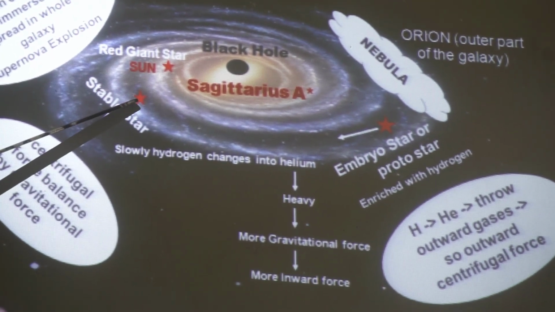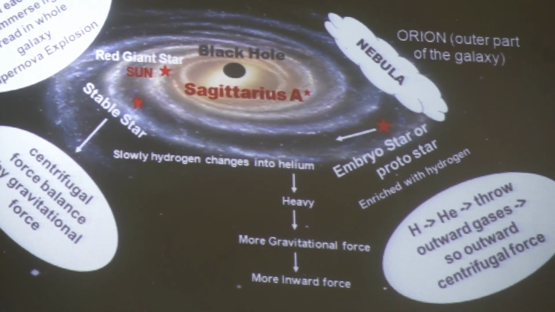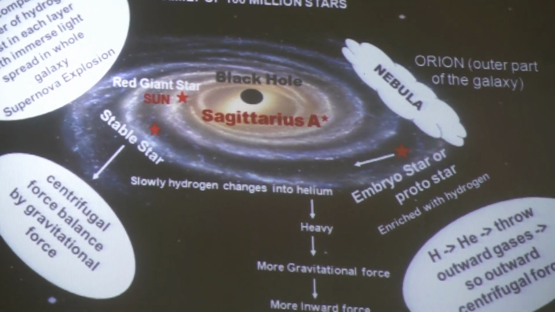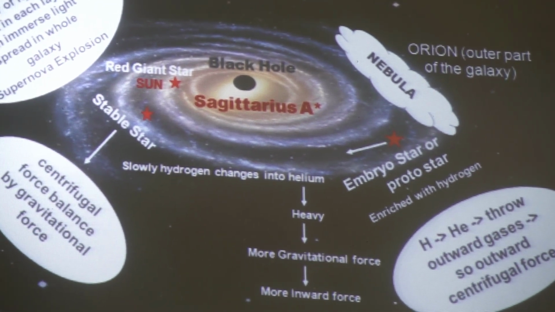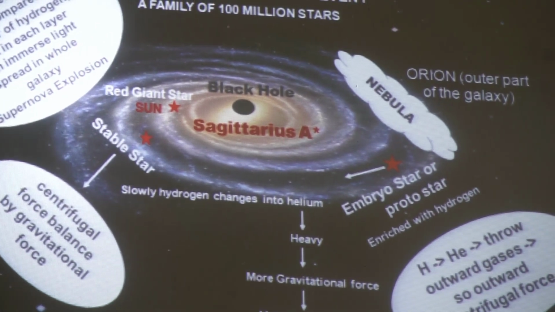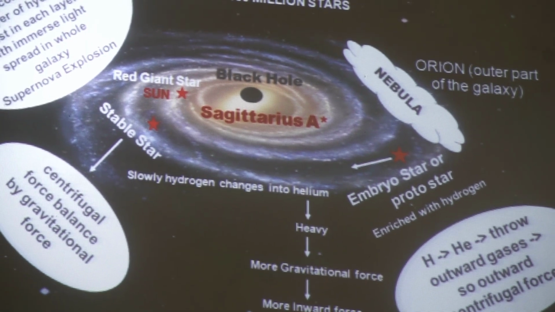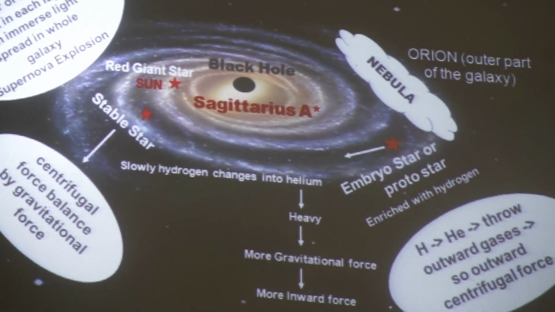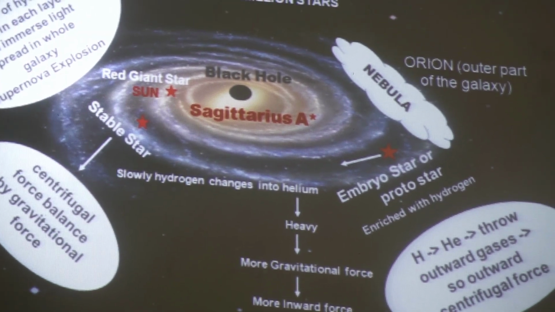Now from the first arm, finally it will go to the second arm. When it shifts to the second arm, the second inner arm, that stage is known as red giant star. In this red giant star, the helium core becomes so heavy, because helium atoms are heavier than the hydrogen. So the helium core becomes so heavy compared to the outer layer of hydrogen.